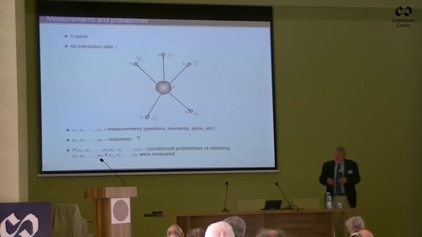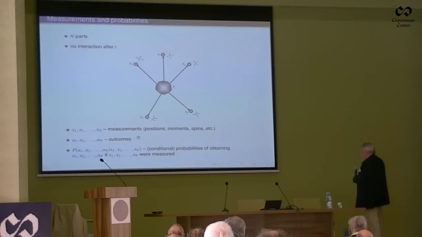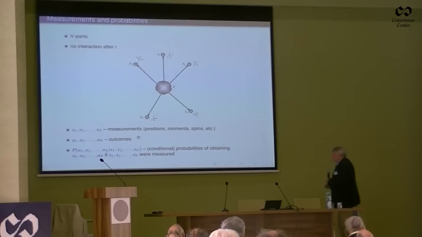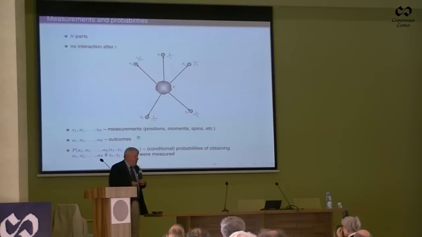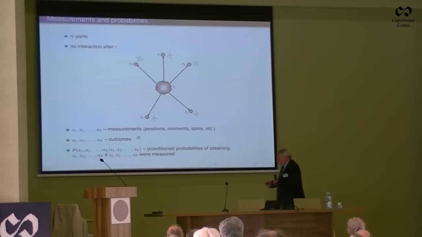And then on each of the subsystems, we perform some particular measurements. Okay? So I will denote these measurements symbolically by x1 to xn. These are measurements of some physical quantities like positions, momenta, spins, etc. And the possible outcome of the experiment x1 is a1. Let's for simplicity assume that at least these a1s are discrete outcomes, okay?